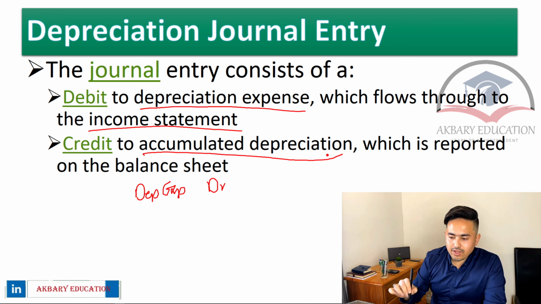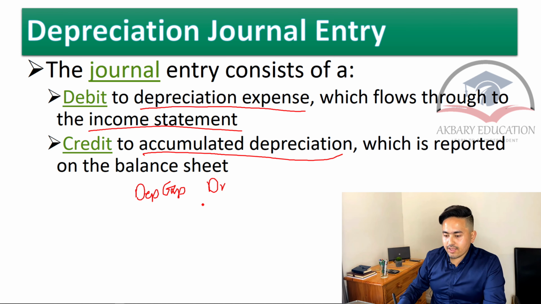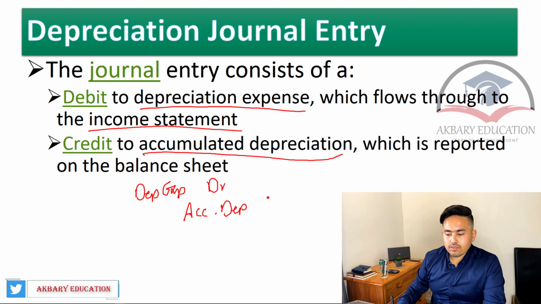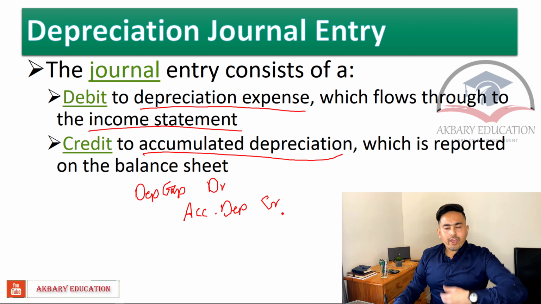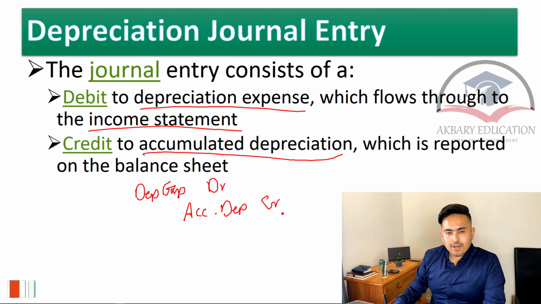It is a balance sheet item. But how is it recorded? On either side of the journal entry, we will have a credit entry, which is to accumulated depreciation. So accumulated depreciation will be credited. Suppose we have that $5,000 asset, you remember, yeah? It is $1,000 each year.